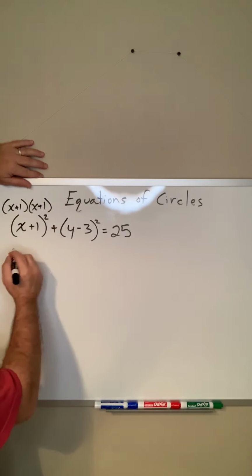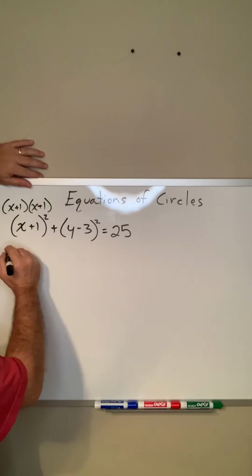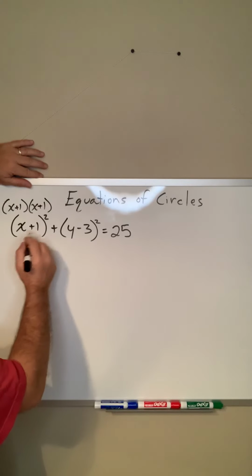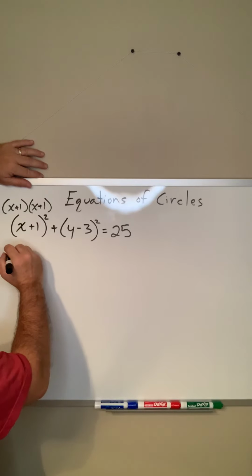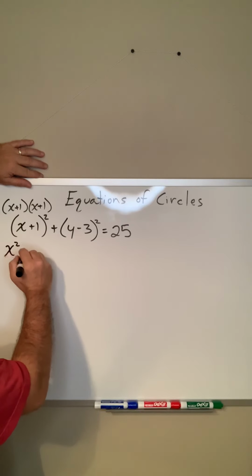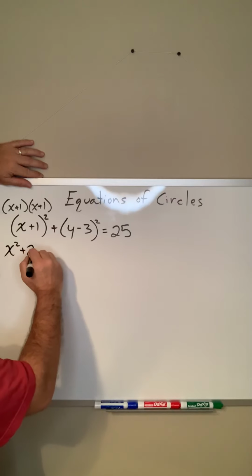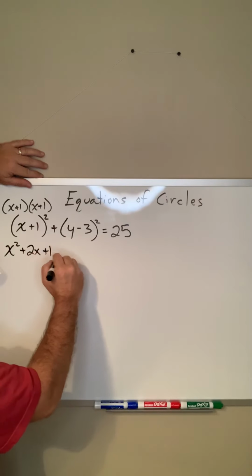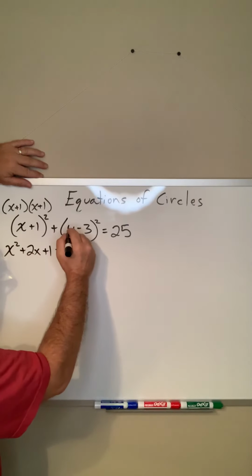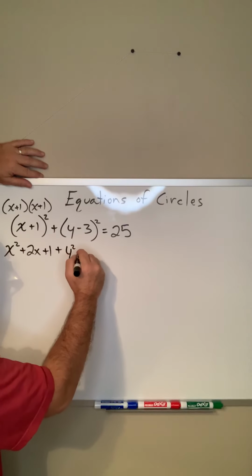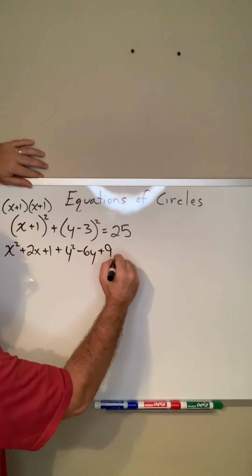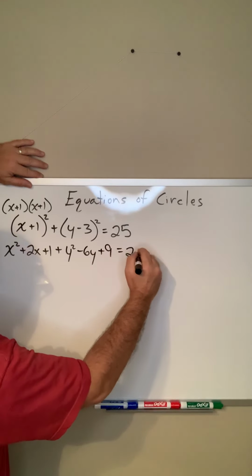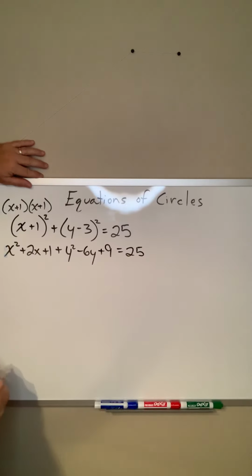We're going to multiply that out. So we can take shortcuts on this. We've talked about this when we were talking about multiplying binomials together. And we would simply have x² + 2x + 1 + y² − 6y + 9, and then that equals 25.